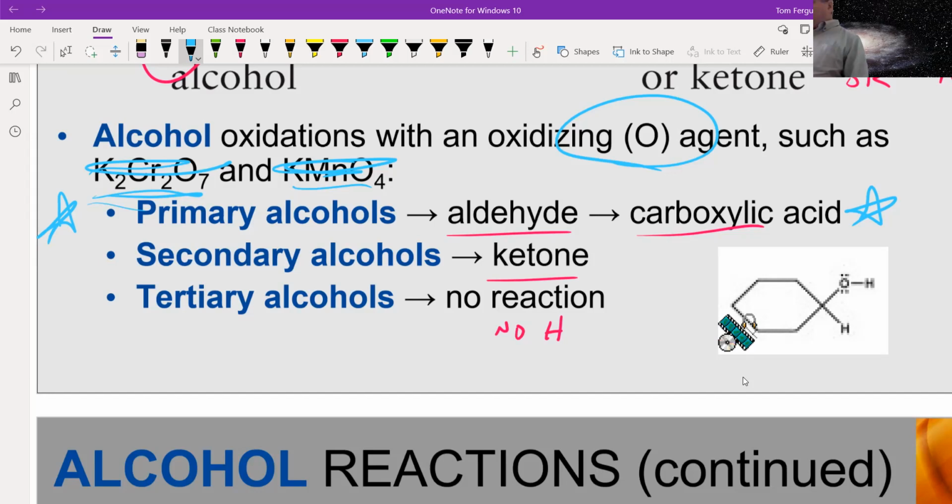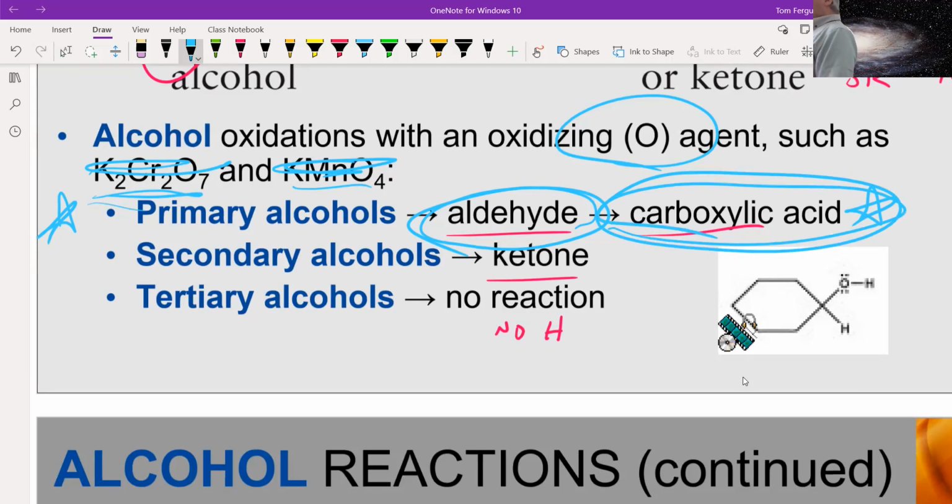In primary alcohols, the first oxidation gives an aldehyde, and I'll show you what that looks like. The second oxidation takes the aldehyde to the carboxylic acid, or the organic acid. So primary alcohols, boom, go to acids. Secondary alcohols go to ketones. Tertiary alcohols do nothing. Now, a couple things about that.